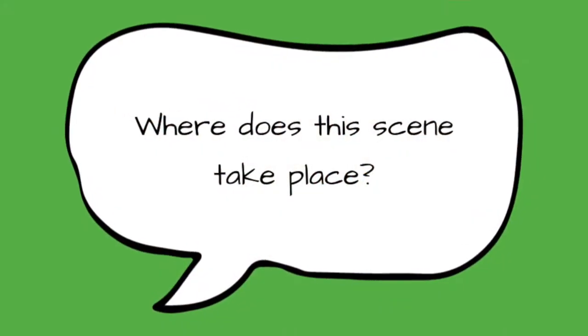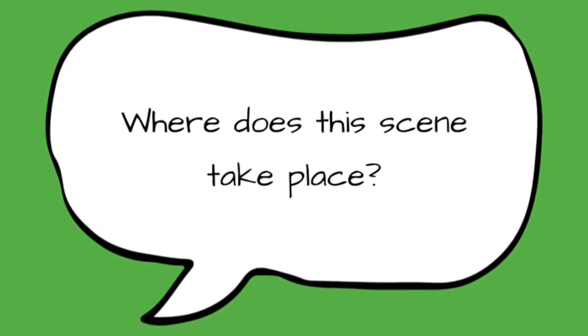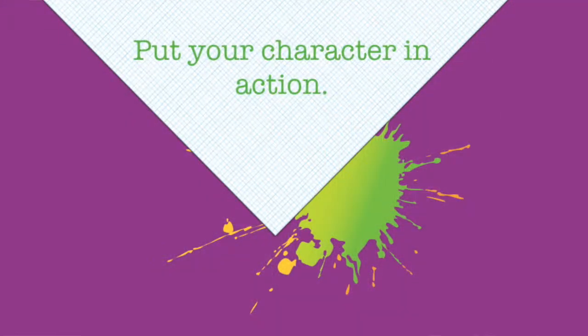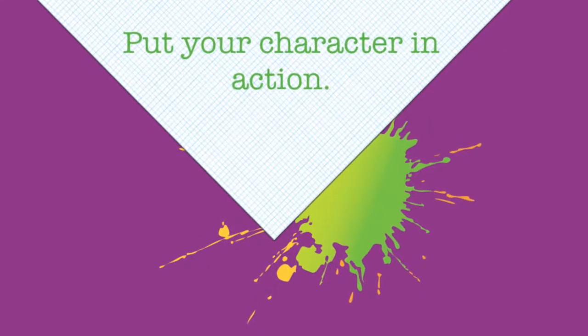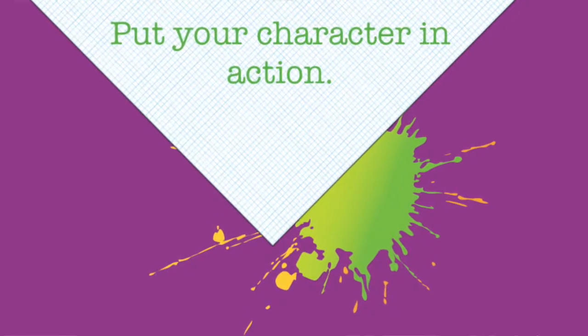So what we're going to do first is think about the scene we're trying to create. First, we need to know what the setting is. Where is your character going to be? Now, whatever the setting is, I want you to put your character in action. So if you've chosen the cafeteria, maybe they're eating. If they're in a classroom, they might be doing a science experiment. If they are outside, give them some sort of physical activity.